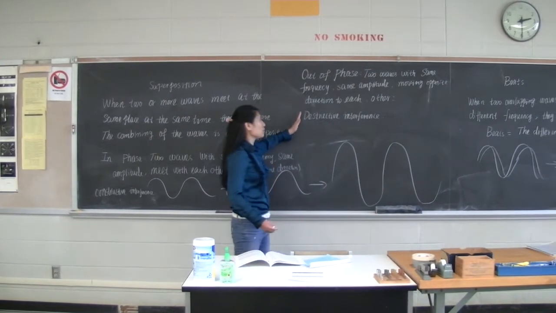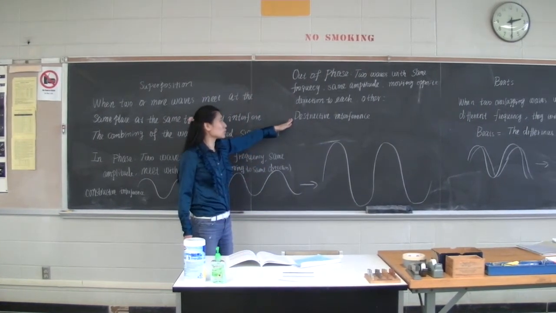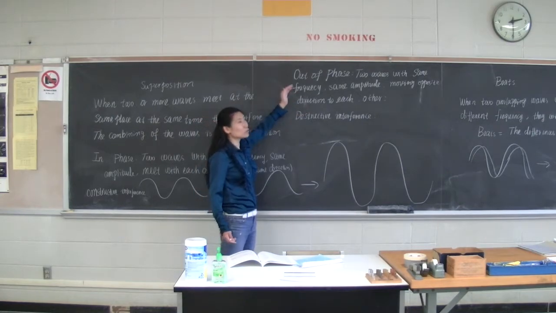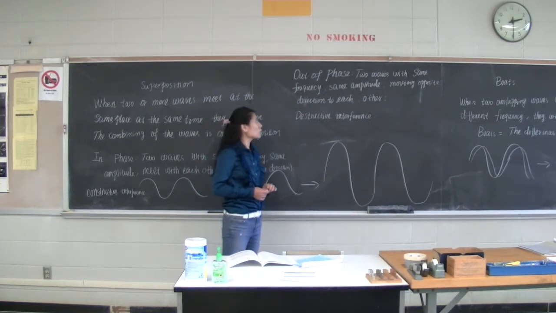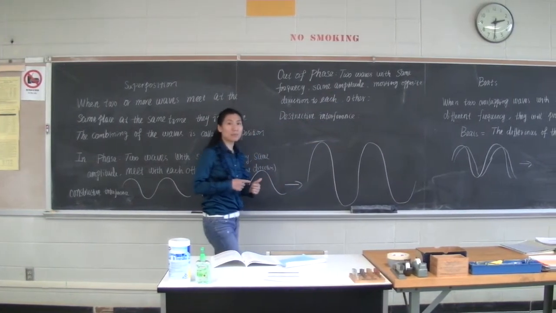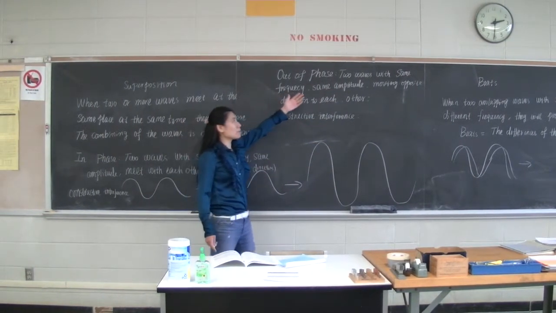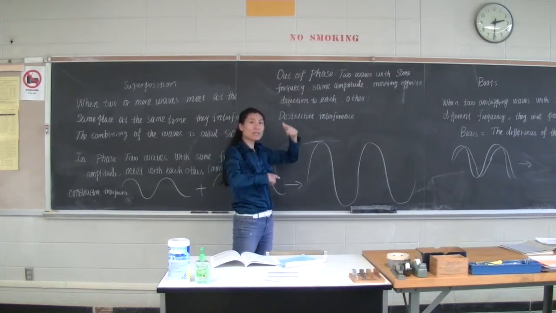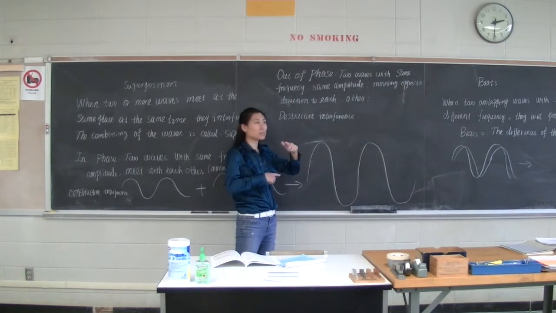The next concept is destructive interference. Before that, we need to know what out of phase is. Out of phase is when two waves meet at the same place with the same amplitude, but they cancel out each other. The amplitude of these two will be cancelled out.